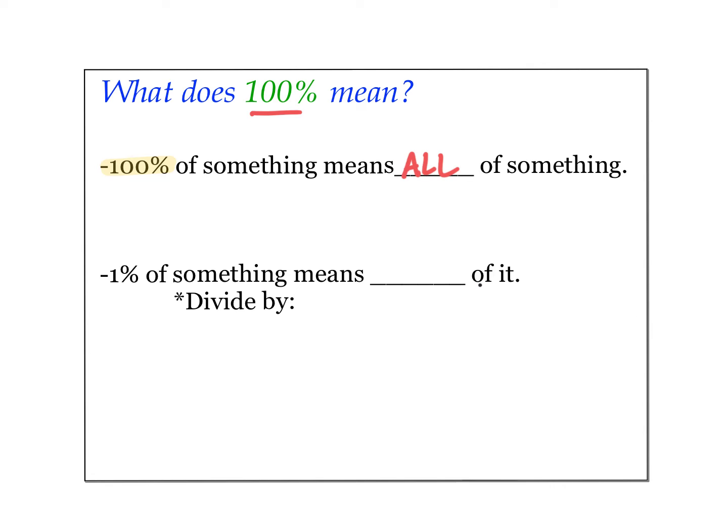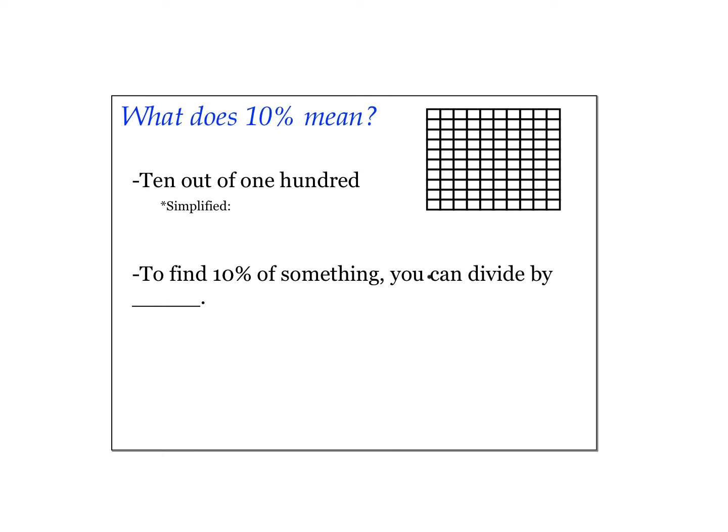So if I ask you what 1% of something means, 1% out of 100 means you would have 1/100th of something, and you could divide it by 100. If you're trying to find 1/100th of something, you could divide it by 100. Okay, this is going to help us with what we're doing today.